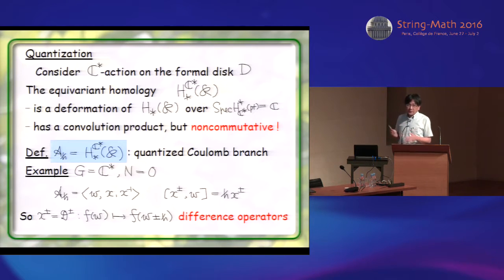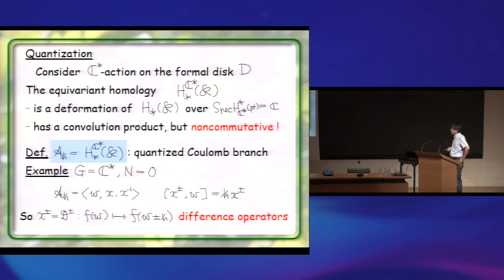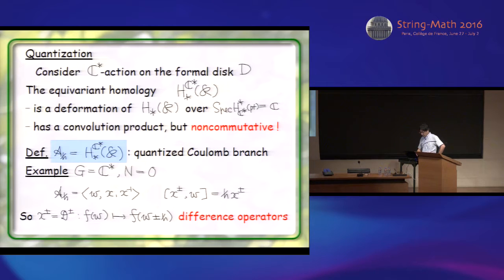There are two ways to understand this ring. One is you consider X to be the coordinate on the torus, C star, and W to be a differential operator. Another is considering W as a function on the Lie algebra, and X as a difference operator. Today, I will explain the reason soon. I consider W to be a function on the Lie algebra, and X to be a difference operator acting on W. So this is the first example of the quantized Coulomb branch.